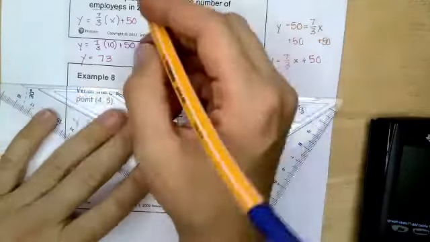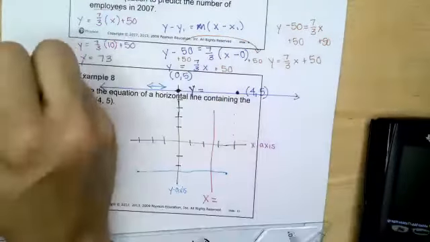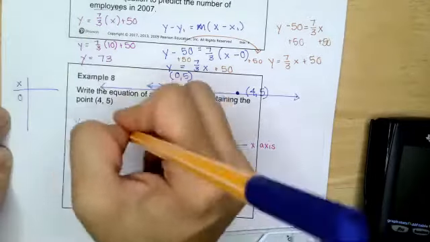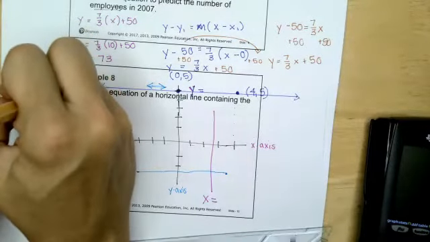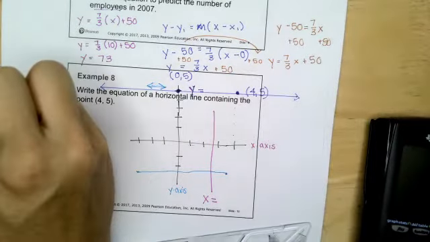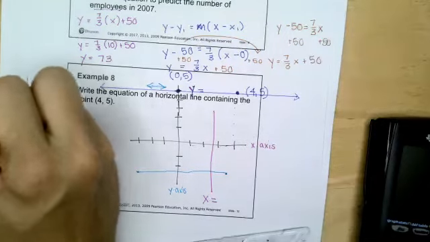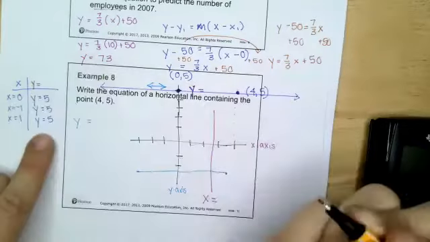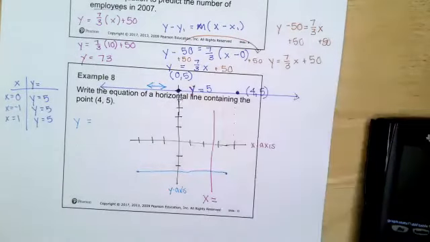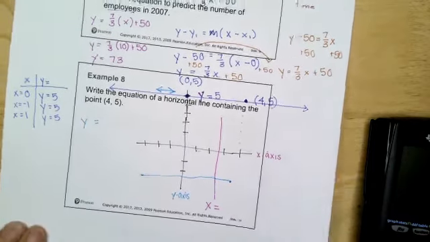And what is my y value? No matter what my x is, right? If I made a table, x equals 0, y equals, when x is 0 here, y is 5. When x is -1, y is equal to 5. When x is +1, y is equal to 5. So my equation is just y is 5. Okay.